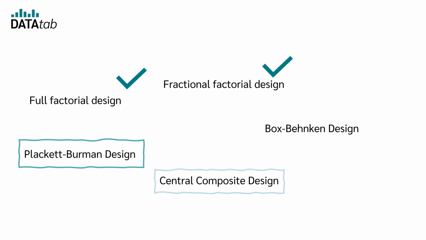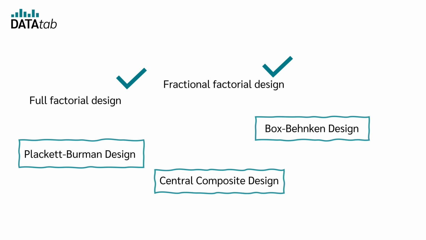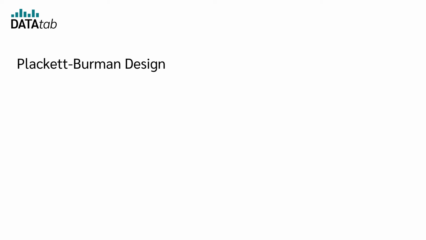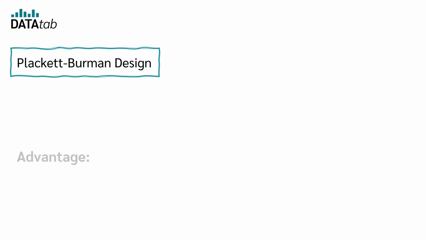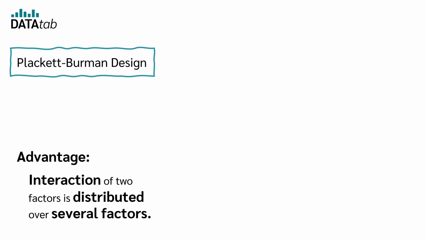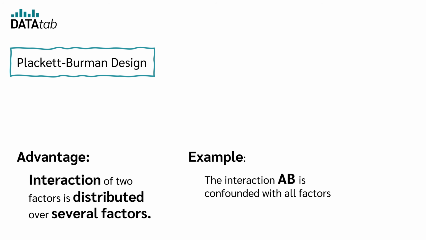And now let's take a quick look at the other types of designs, and then I'll show you how you can create a DoE online with DataTab. Plackett-Burman designs. Plackett-Burman designs are usually designs with 2 levels and with resolution 3. The main advantage of Plackett-Burman designs is that the interaction of 2 factors is distributed over several factors. For example, the interaction AB is confounded with all factors except with the factors A and B.